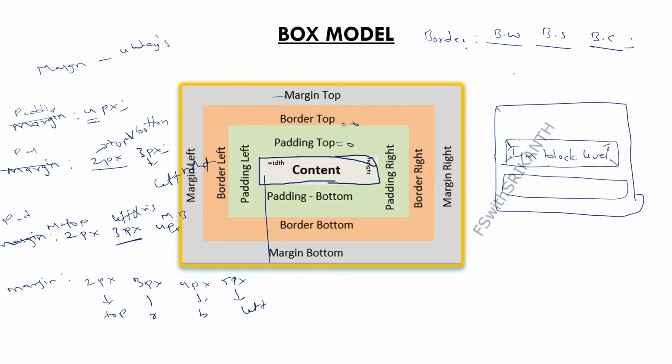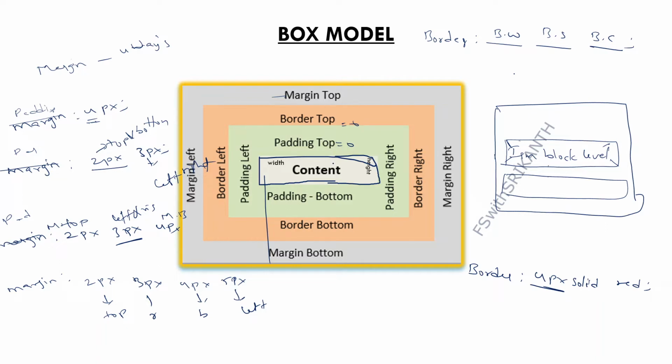When we give this border property as a single property, it automatically applies to all four sides. Suppose I give border 4 pixels solid and red color. Automatically this 4 pixels applies to border top, right, left and bottom.